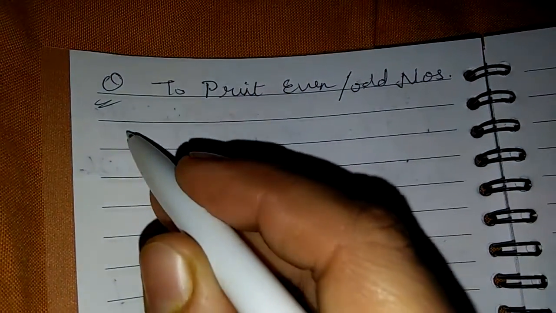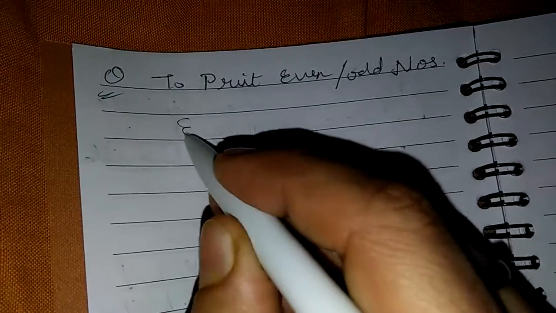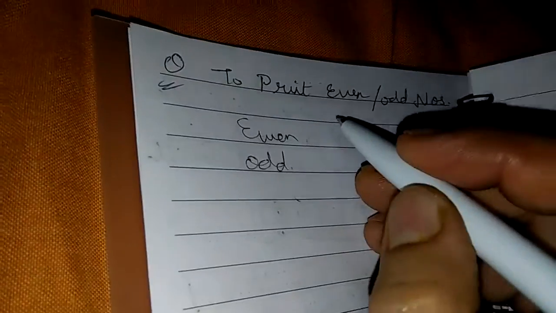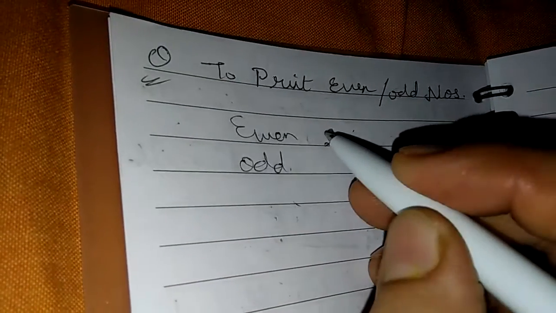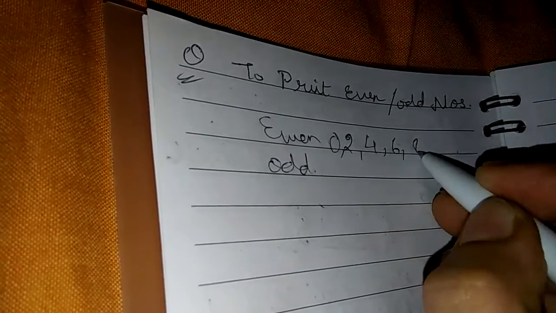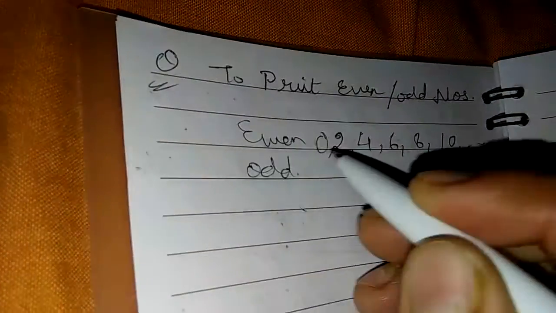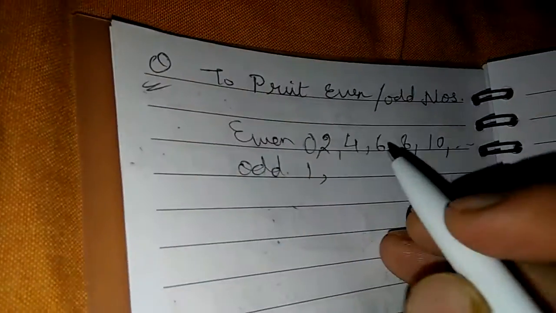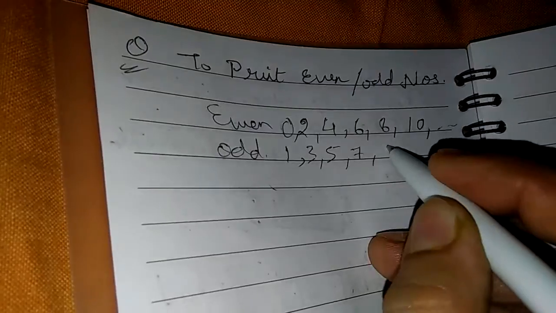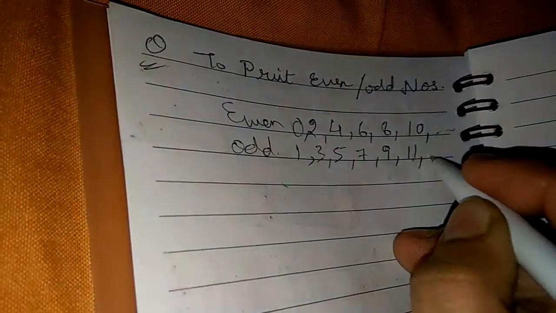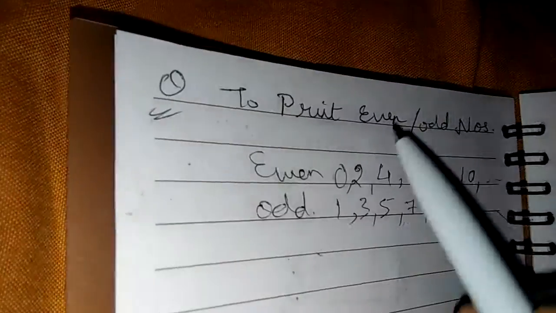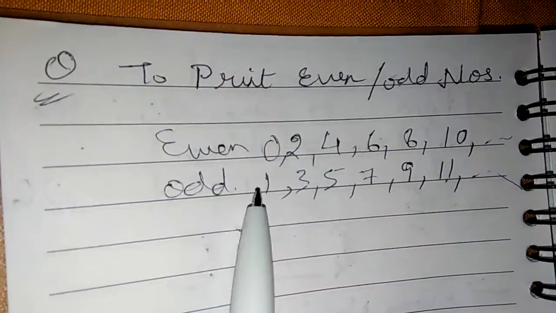Today we'll be discussing how to print or generate even odd numbers. First of all we should know what even numbers and odd numbers are. Even numbers are 0, 2, 4, 6, 8, 10 and so on, and odd numbers start from 1, 3, 5, 7, 9, 11 and so on.